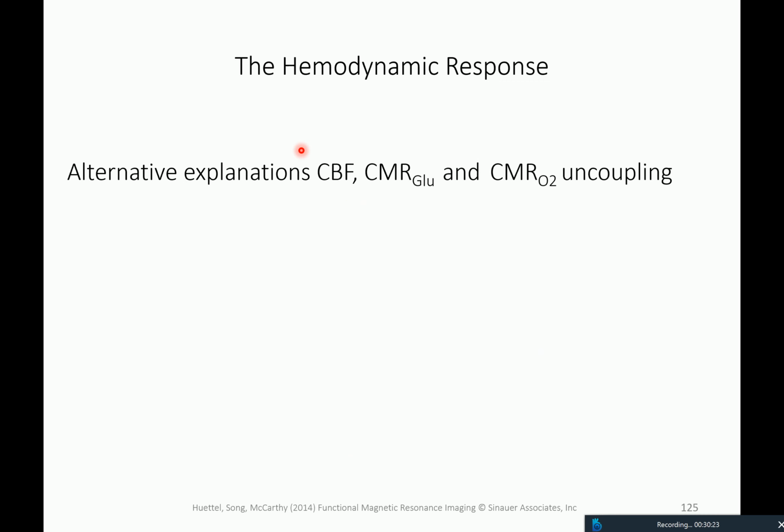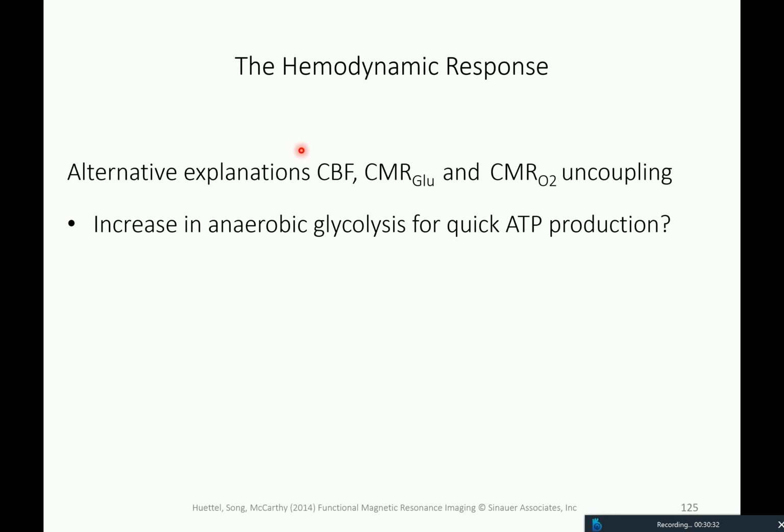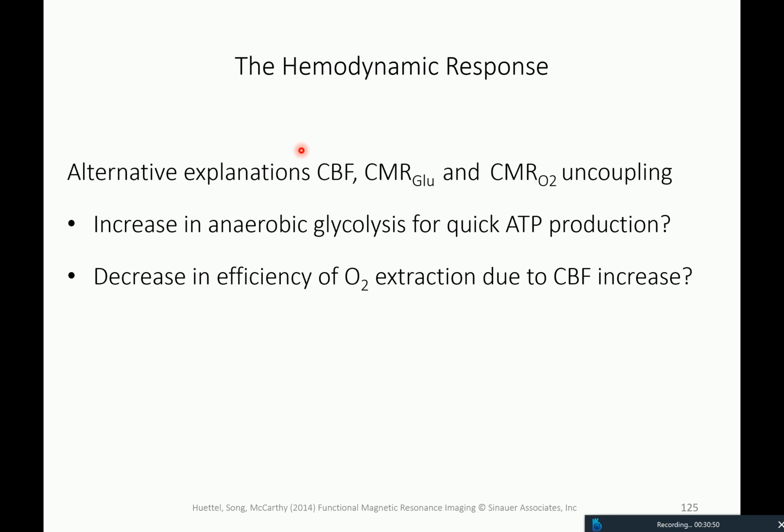There are alternative explanations of why this uncoupling happens, and they don't have as beautiful pictures as we just saw. So other ideas of why this happens is that overall, and also in the neurons, there's an increase in the anaerobic glycolysis to quickly get ATP, because the idea is that aerobic glycolysis takes a little bit more time because this goes over the mitochondria.